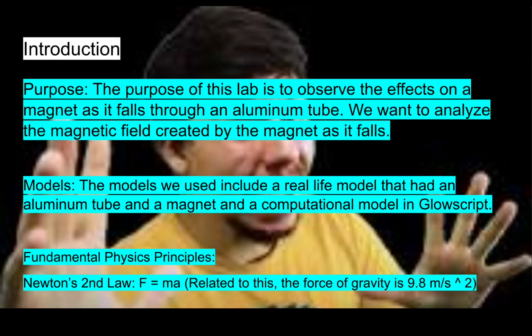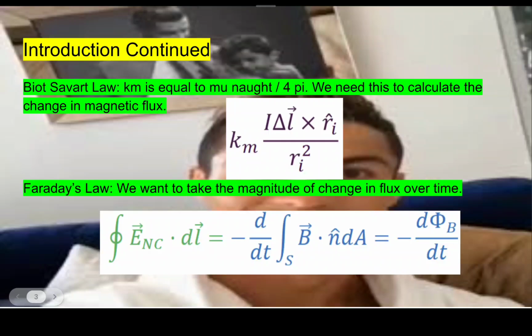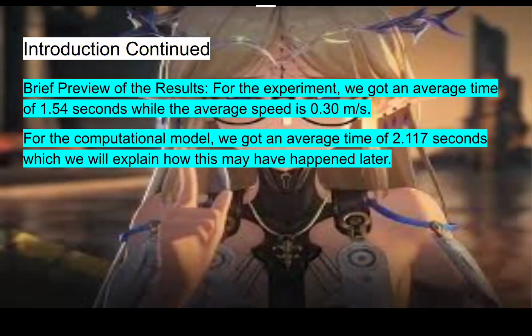Zooming in to our fundamental physics principles, we have first Newton's second law, and we really just want to use this for the force of gravity, which is 9.8 meters per second squared. And then we have the Biot-Savart law, where Km here would be mu naught over 4 pi. And then you can see it on screen, and we need this to calculate the change in the magnetic flux. And then we're going to have Faraday's law, but we really want to focus on this far right part right here in order to get the magnitude of the change in flux over the time.